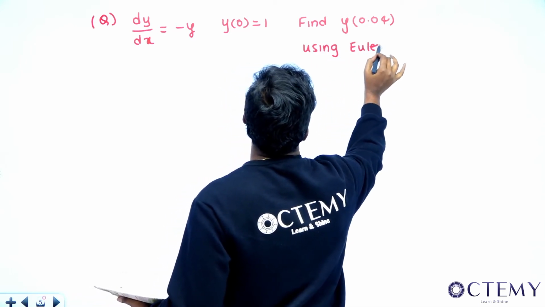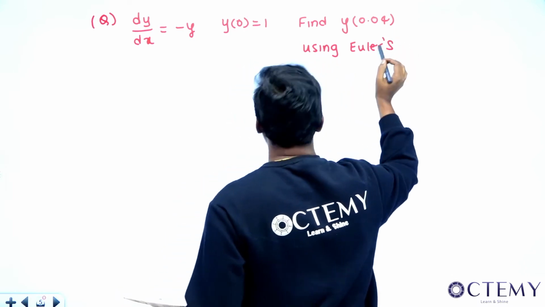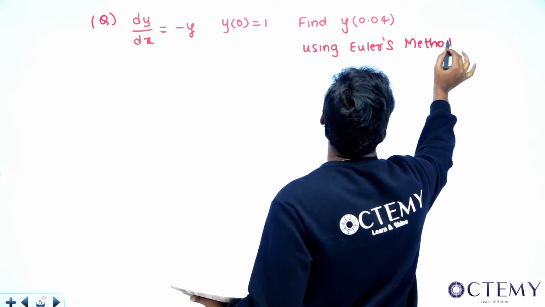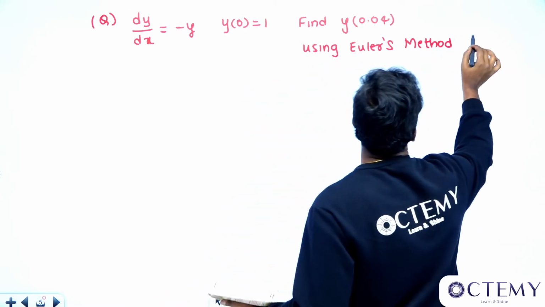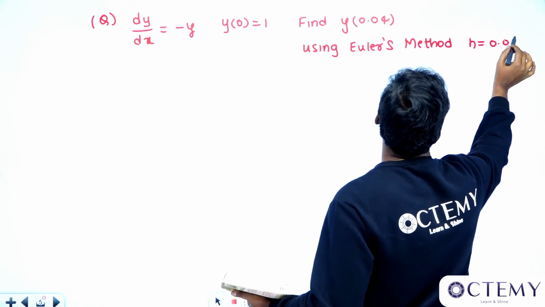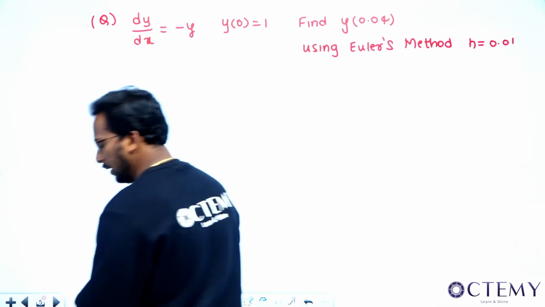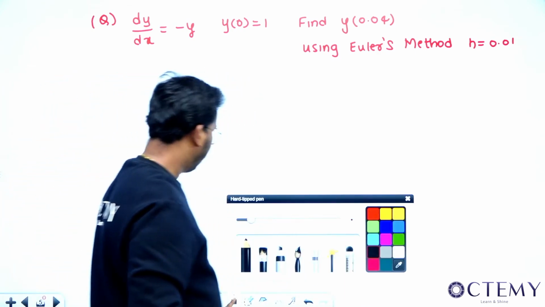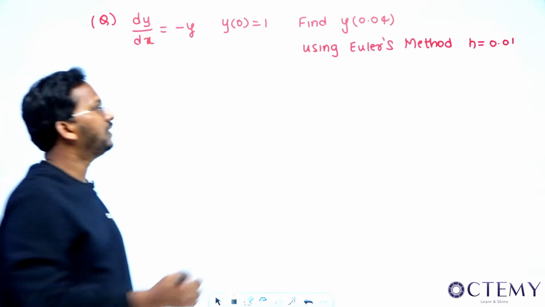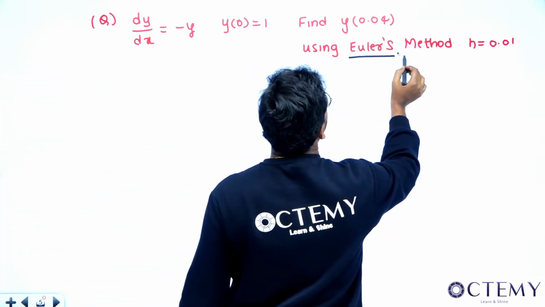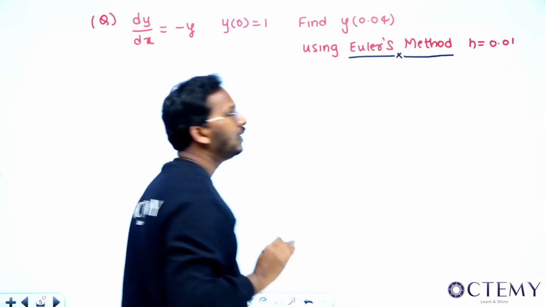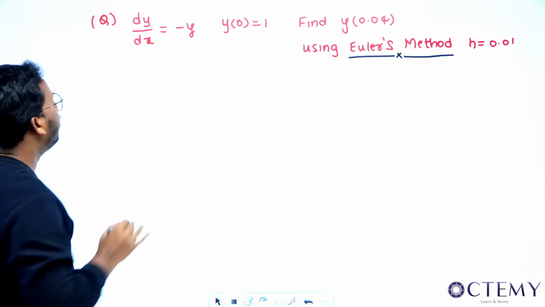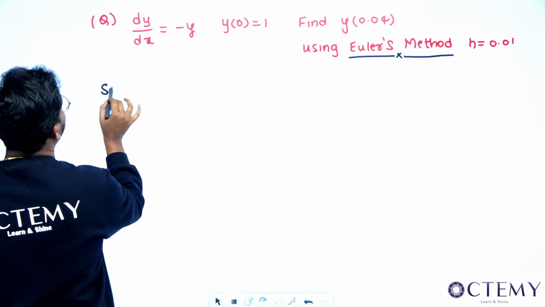Using, the actual pronunciation is Euler's, but we Indians call it Euler's method. The step size is h equal to 0.01. This is what is asked, and this is what we have to find. If it simply says Euler's method and nothing is specified, by default we apply the forward Euler's method only. So this is given to you, so write the solution.